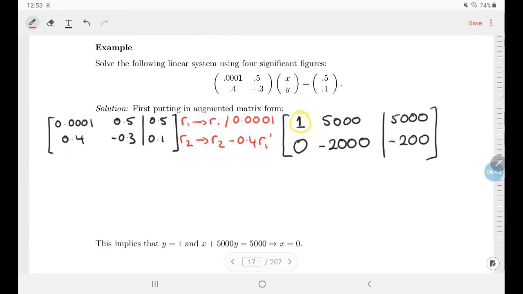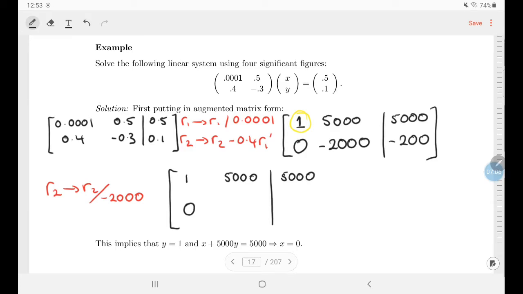So what I need to do is row 2, set to itself, divided by minus 2,000. And if I do that, the first row is the same: 1, 5,000, 5,000. And then row 2: 0 divided by minus 2,000 is 0. Minus 2,000 divided by minus 2,000 is 1. And sorry, this minus 200 should be minus 2,000. And that divided as well gives me 1.